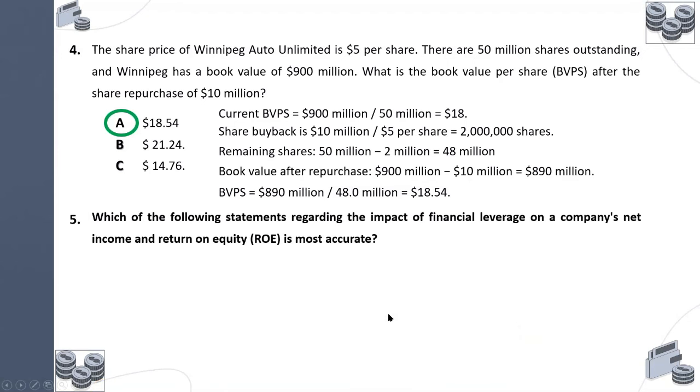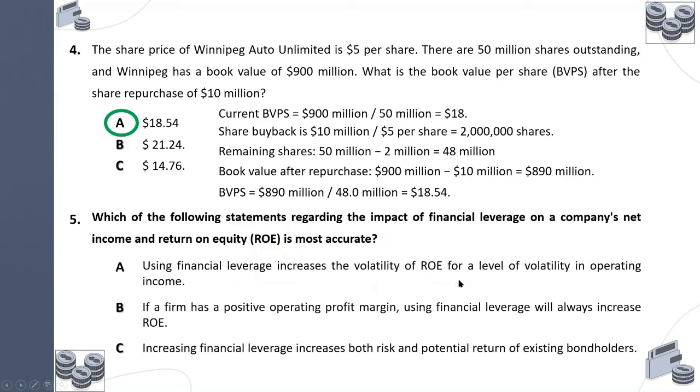The second question: which of the following statements regarding the impact of financial leverage? When we say financial leverage, we are talking about debt and the cost of debt on a company's net income and return on equity is most accurate. The word "most" sometimes refers to the fact that many answers may be right, but one of them is more accurate than the other two or three. So be careful when you read the words most accurate. These are the answers given.